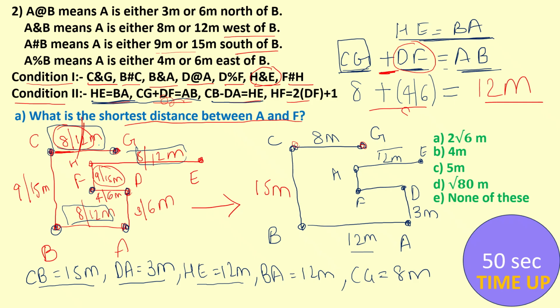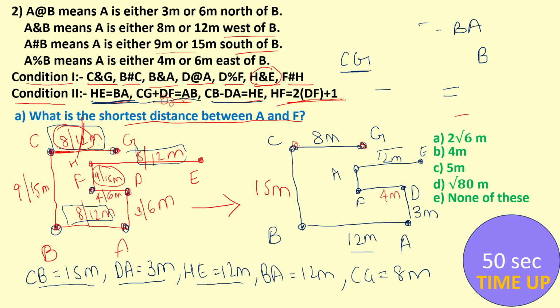So obviously 8 plus 4 when I do, you will get 12 meter. Correct? So what is the distance of DF? It should be 4 meter. So DF distance is 4 meter. Next, what is left? HF is left. So use this last equation directly because you know all the distances now.